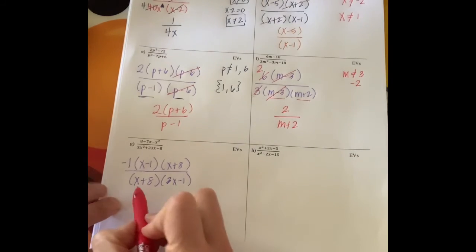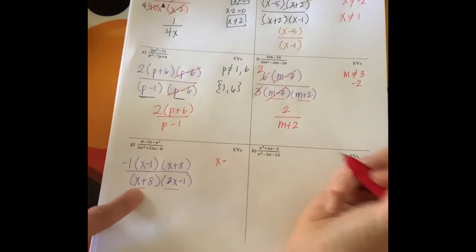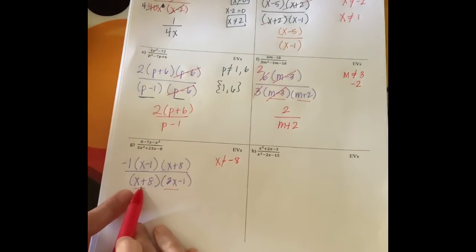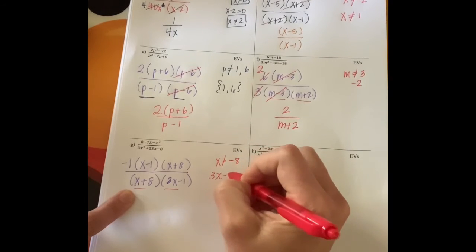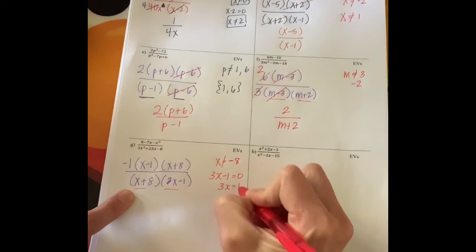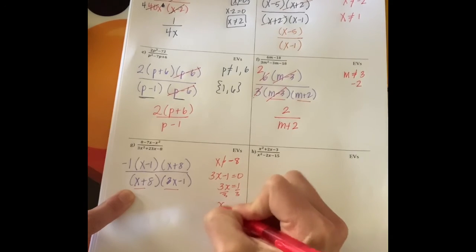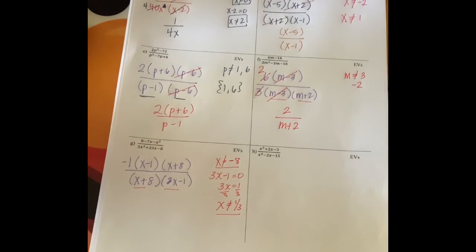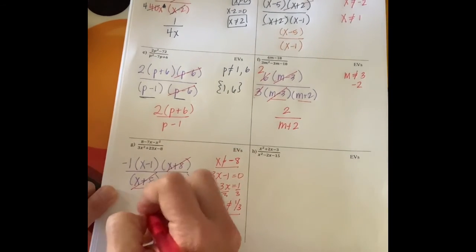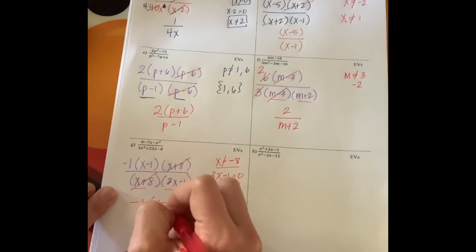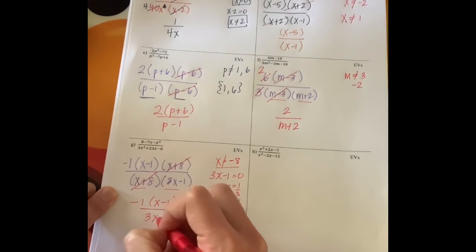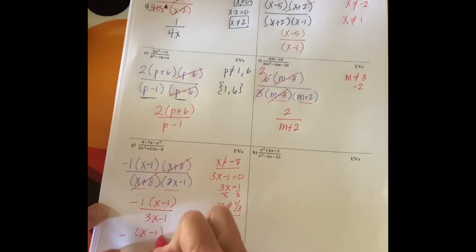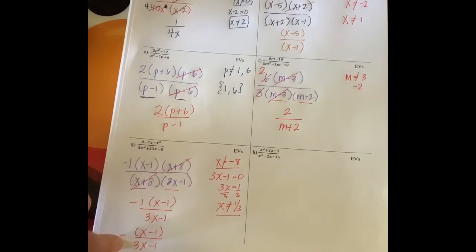So you find your excluded values from the bottom. It's pretty easy when they're just x plus or x minus something. We know that one of the excluded values will be negative 8. If you can't see it, you can always write it out and solve the equation. So the other excluded value would be 1/3. So you have 2 excluded values. If I cross out from here, I've got negative 1, x minus 1 on top, and 3x minus 1. In this example, you could see the negative just put out in the front as well. These will both mean the same.